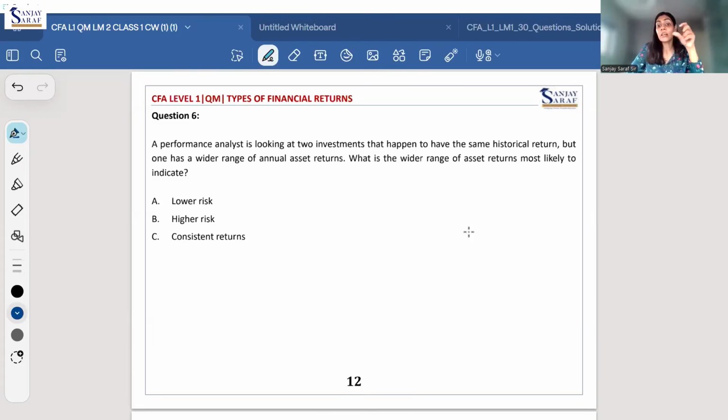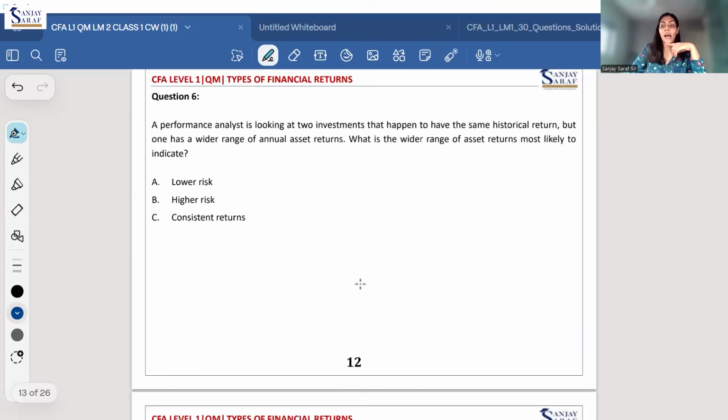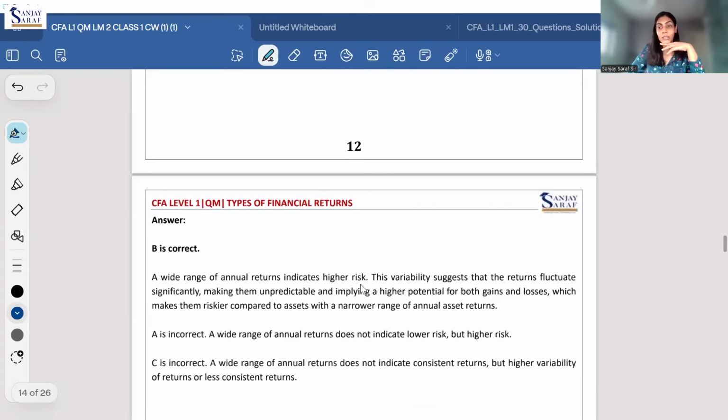What is the wider range of asset return most likely to indicate? Lower risk, higher risk, consistent return. Very good, all of you. It is B, higher risk. Again, we are talking about variability over here.